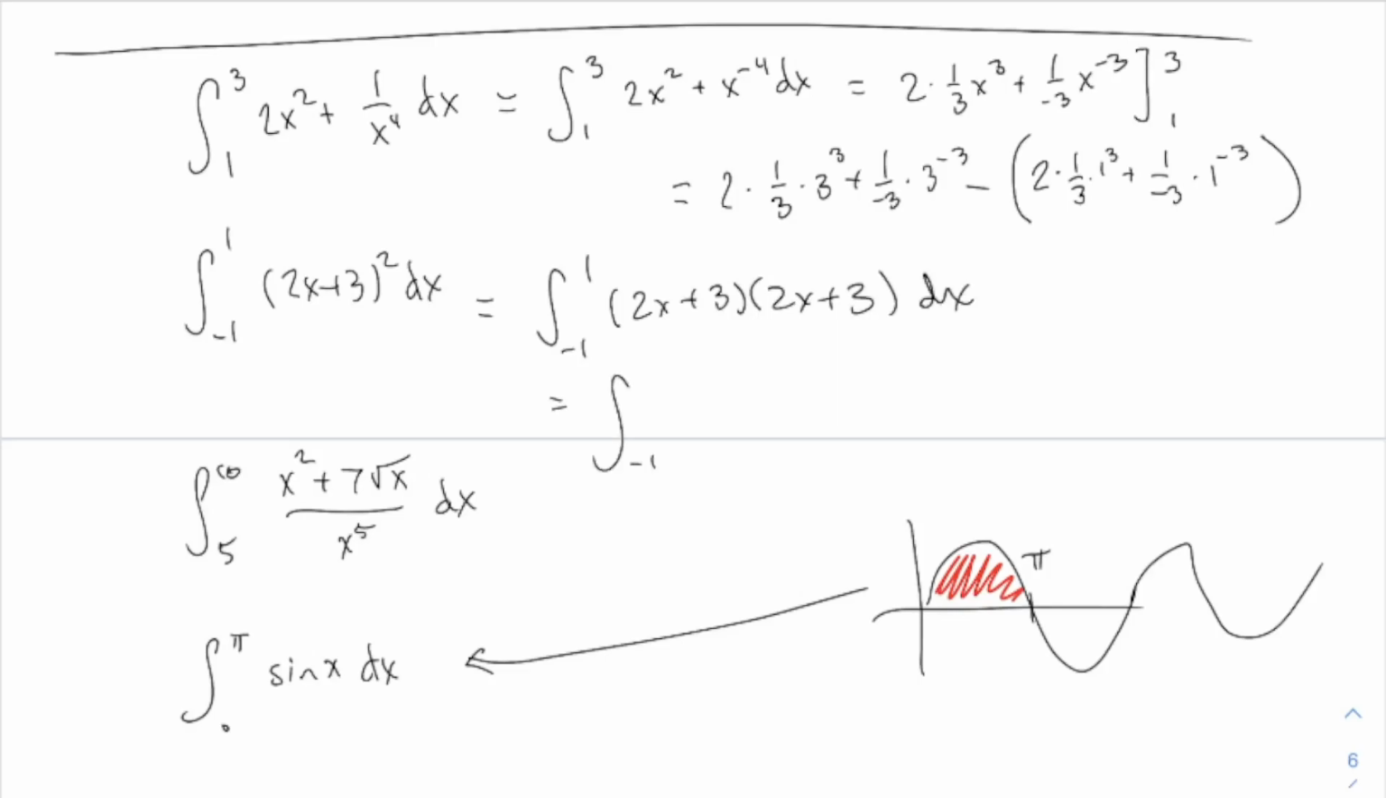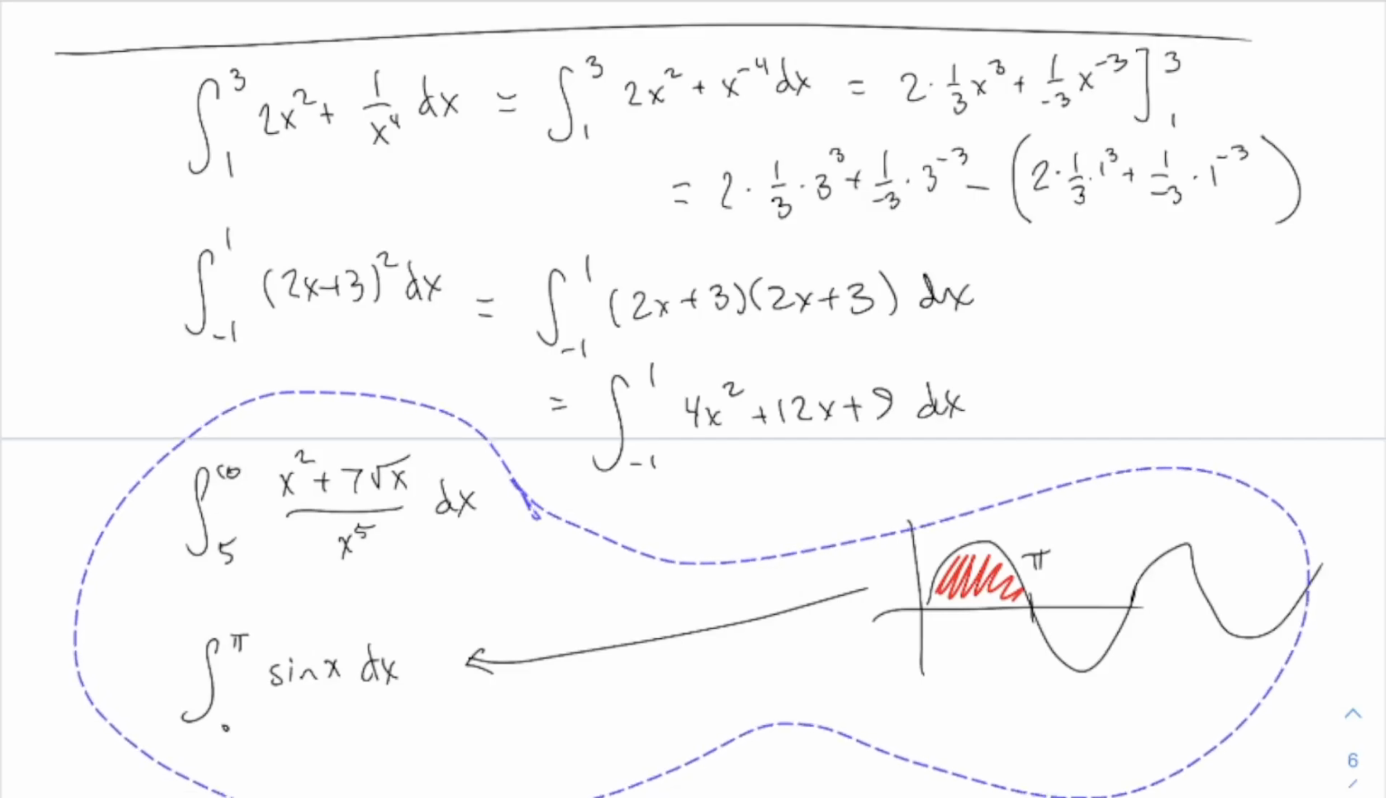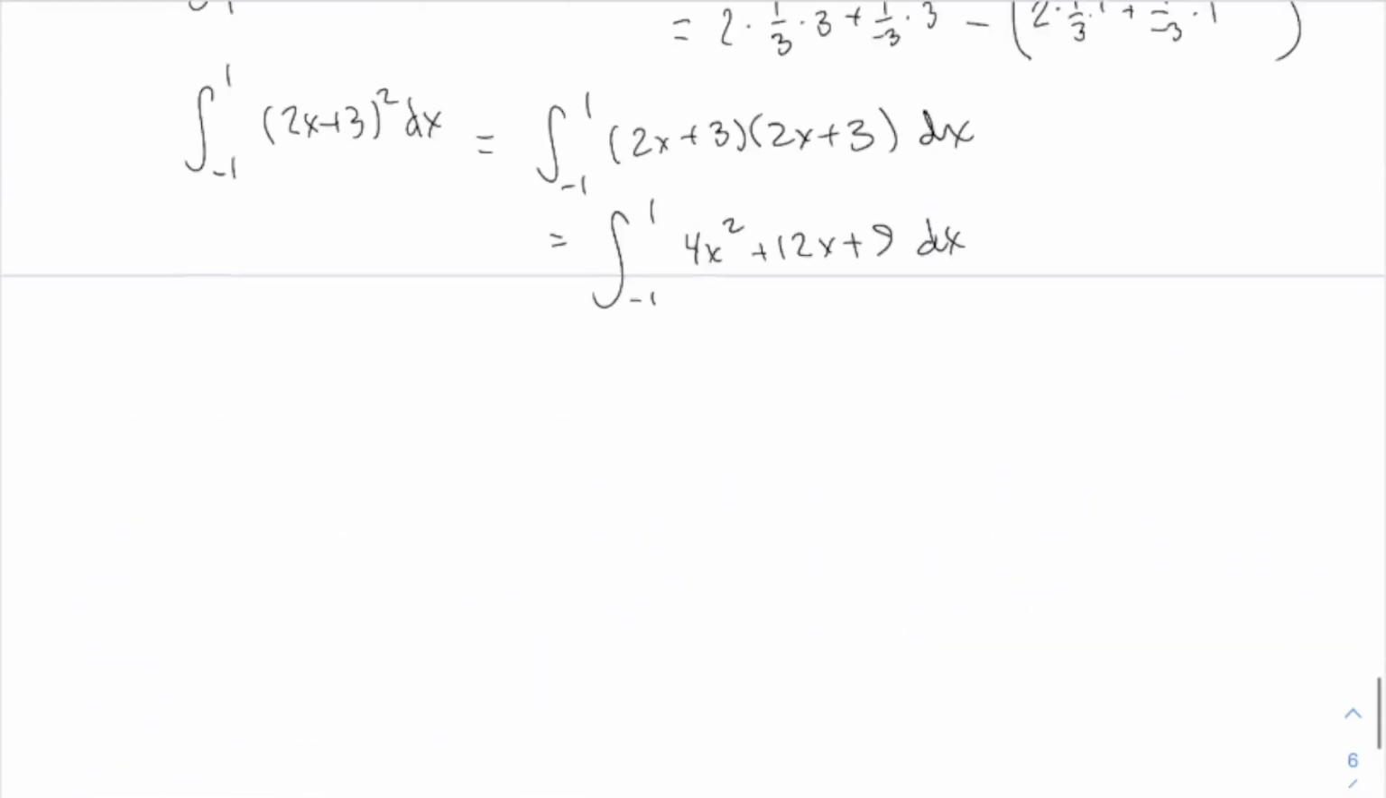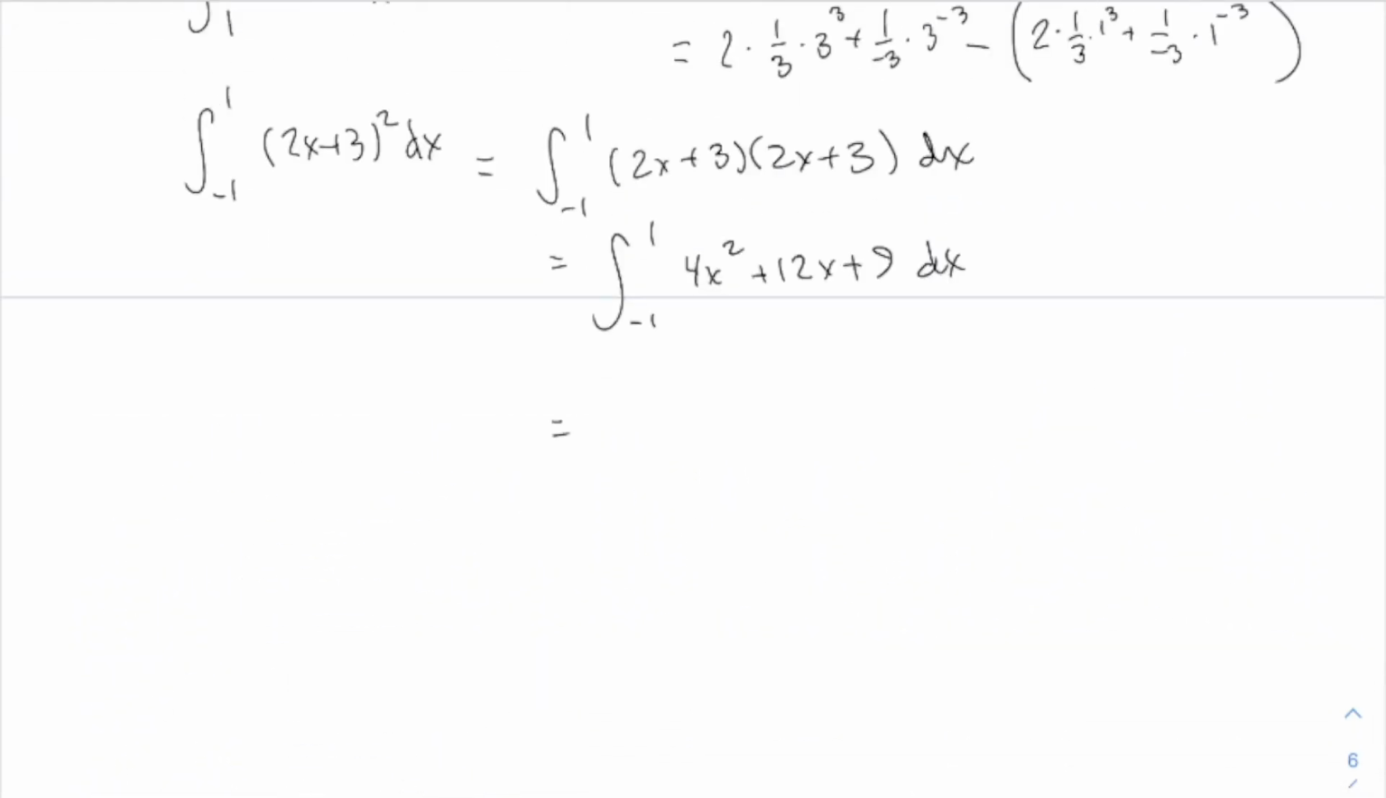When I do the FOIL, I get 4x squared on the front. On the middle term, I get 6x, and I get another 6x on the outside, so that adds up to 12x. And then plus 9 on the end. I'm going to move these guys down. And so, doing the antiderivative now, 4 times 1/3 x cubed plus 12 times 1/2 x squared plus 9x. And I evaluate at 1 and minus 1.